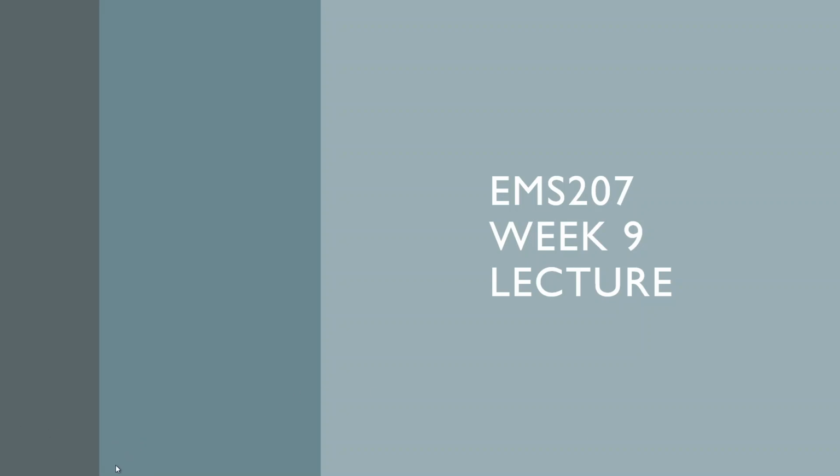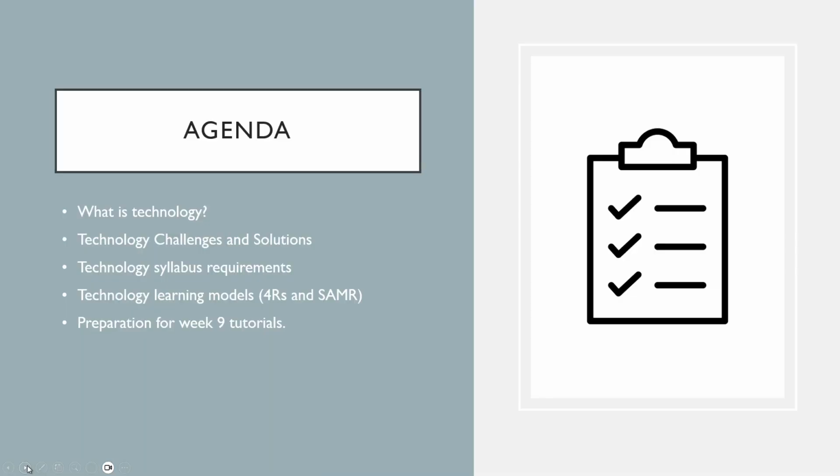So really the point of this lecture is to transition you into the second half of the semester and begin looking at digital technologies in a broad sense and as they relate to science and technology as well. So in this lecture we'll be going through a bit of a definition of what technology is, keeping it nice and broad. Looking at some technology challenges and solutions, thinking about how those would affect our teaching. So there's a bit of a societal discussion here. We'll talk about the requirements in the syllabus as well.